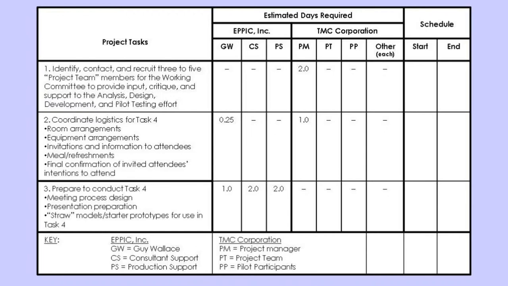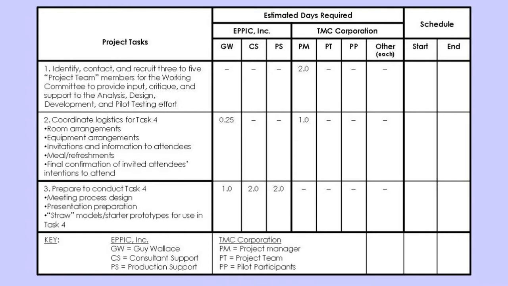But for each of those tasks, we have the various estimated days required per the two audiences. Epic Incorporated would be me and my team that I've brought in, and here's what tasks we're going to perform and how long Guy has estimated it's going to take them to do their thing, task by task. But also on the client side, on the customer side, what are their touch times?